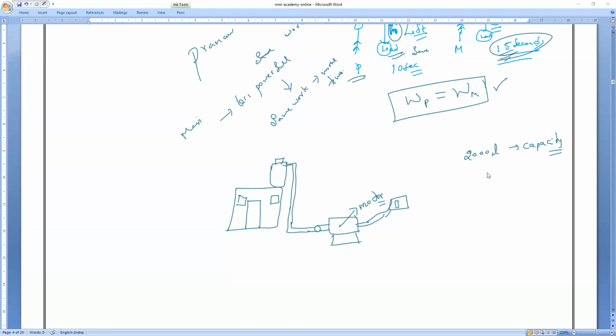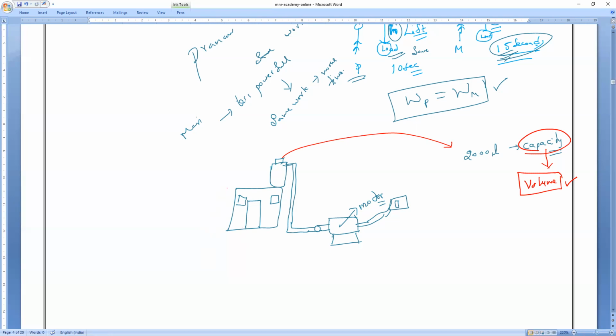Now, let me take the volume. Volume or capacity, both are the same. In general language we'll say capacity. But what is the physics word? Volume. Okay. So the volume of the water tank is 2000 liters.